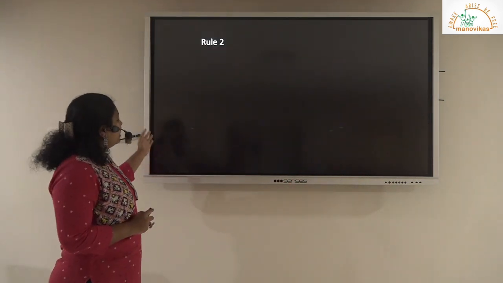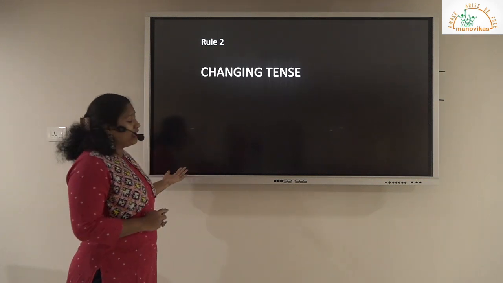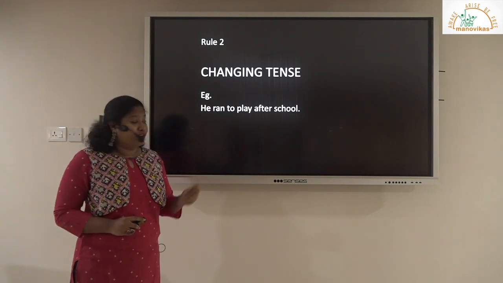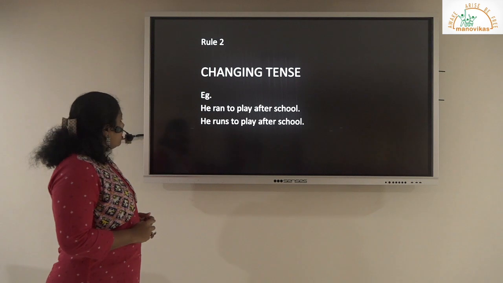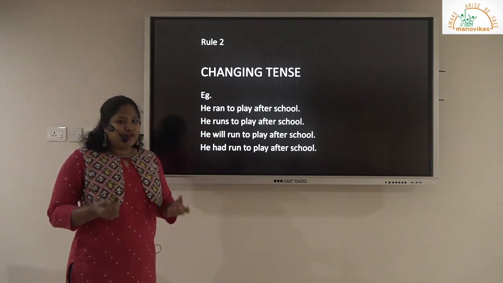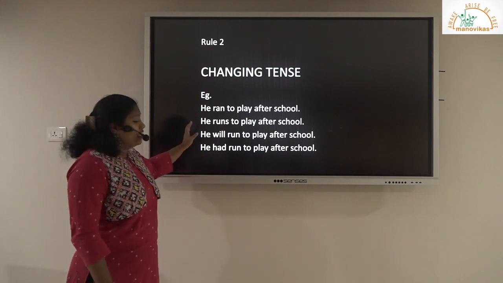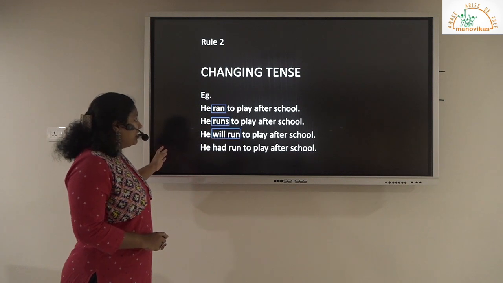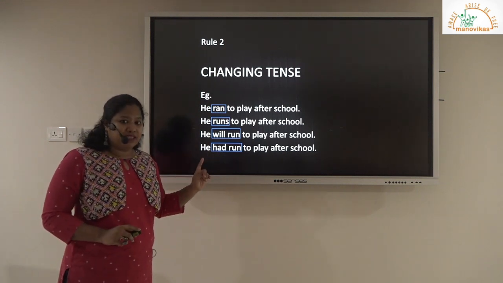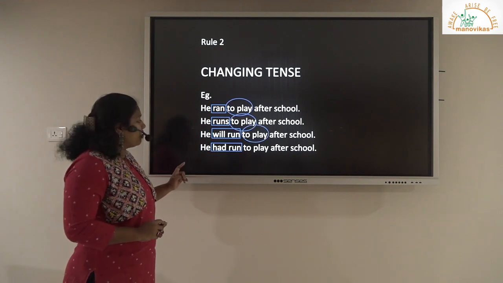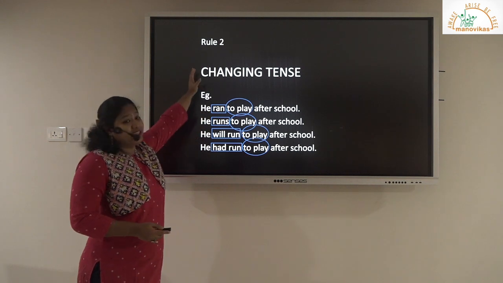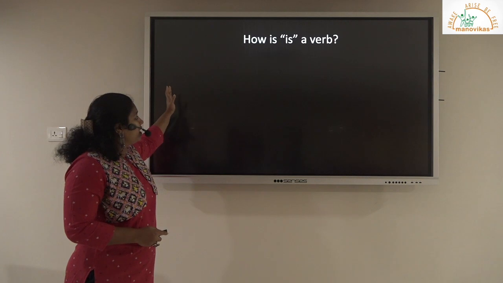Now, the next rule is changing tense. To identify the finite verb, we can always look whether the verb is changing its tense. Let's take the same example. He ran to play after school. He runs to play after school. He will run to play after school. He had run to play after school. Now, if you are vigilant and observant about the video, then you will automatically be able to identify that this verb is changing its tense in all the sentences. However, we had identified another verb in this sentence, right? To play. To play has remained constant. It hasn't changed its tense. That immediately tells me that ran fits the second rule, which is it is capable of changing its tense.